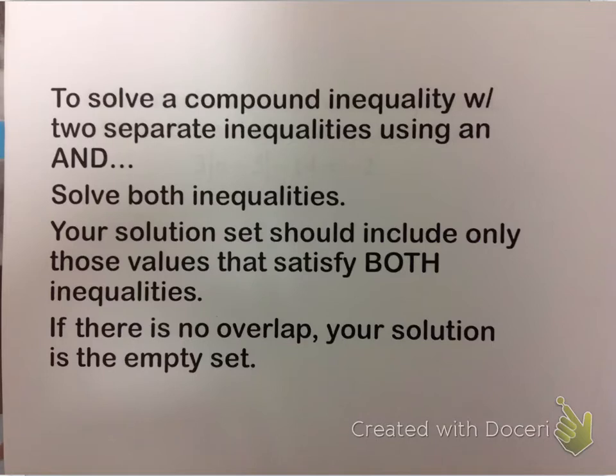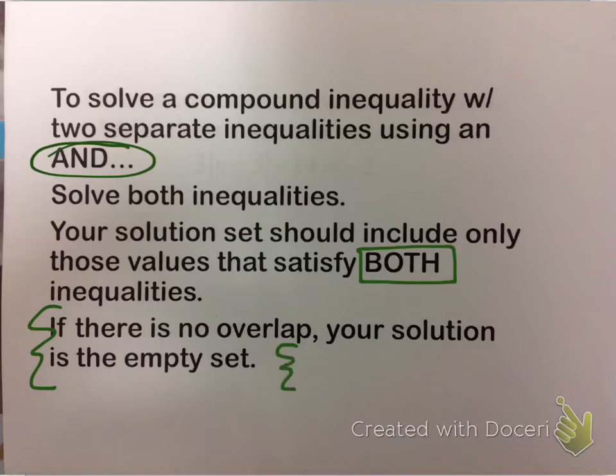Okay? On the next little subset, it's the same situation. We're going to have two separate inequalities, but this time they're going to have the word and in between them. So what that means is that we have to have both inequalities being true to have our solution set. Okay, if there's no overlap, then we've got the empty set, which remember is just the set brackets with nothing in it. Okay, so you can have no solution to these things.